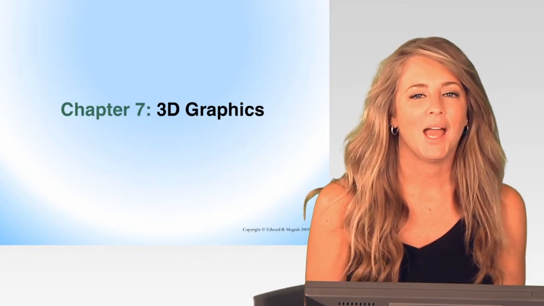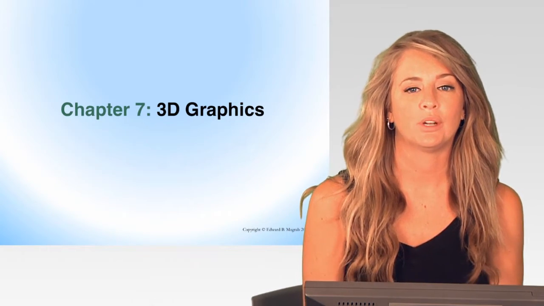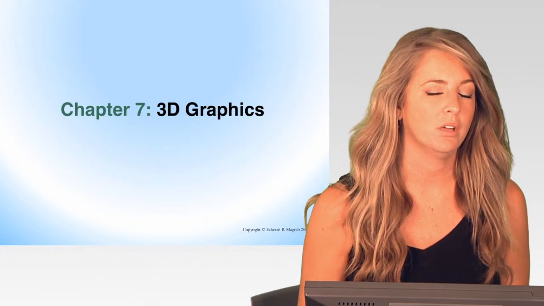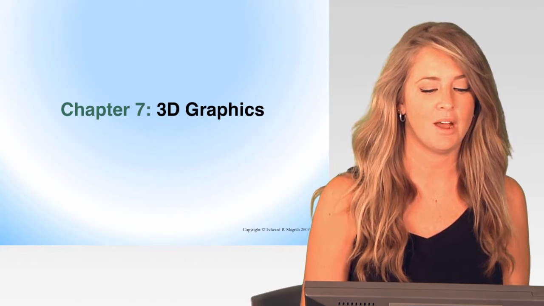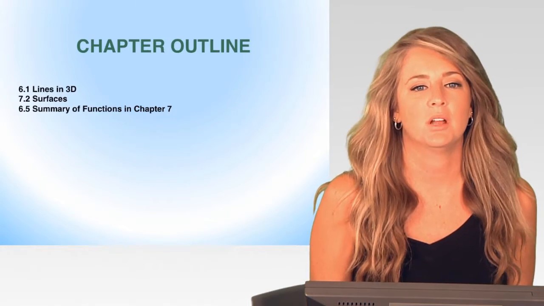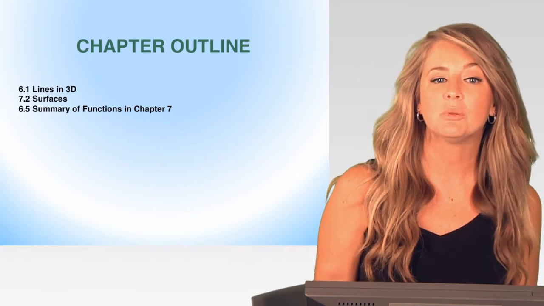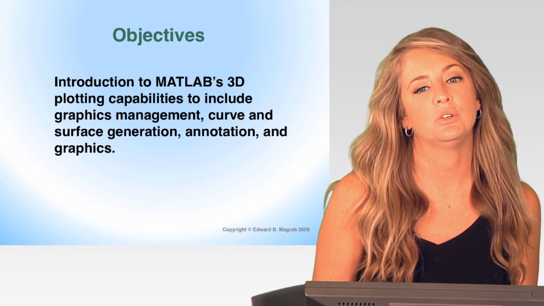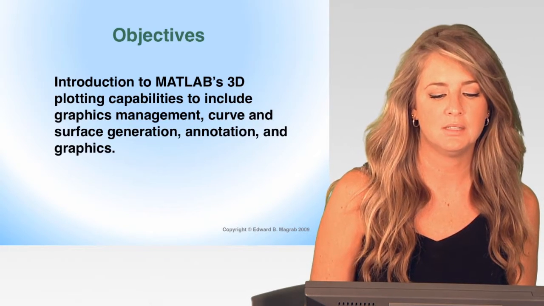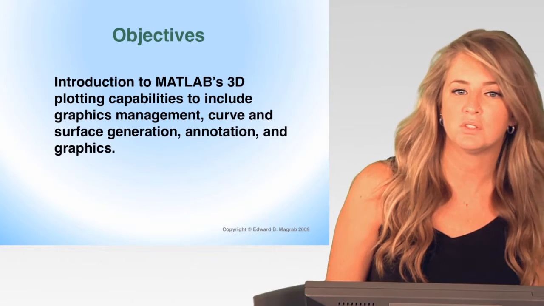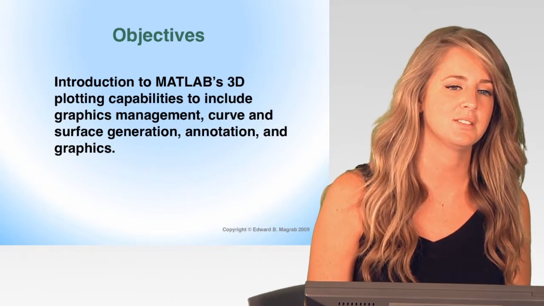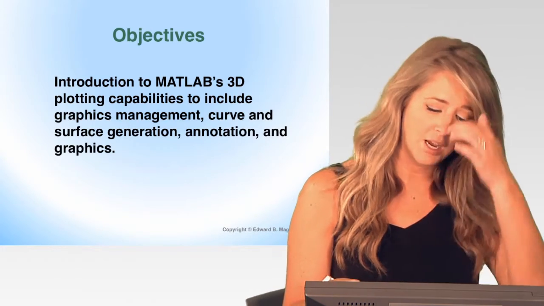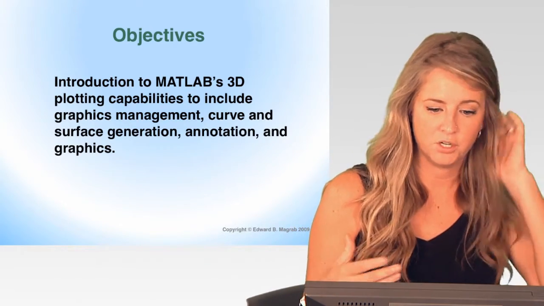Hello and welcome back. In the last video that we recorded, we covered 2D graphics in Chapter 6. In Chapter 7, we're now going to be introducing the basics of 3D graphics in Matlab. Here's our chapter outline. Pretty short. We've got lines in 3D and then surfaces in 3D. So the objective is just to introduce you to some of Matlab's 3D plotting capabilities. That includes graphic management, curve and surface generation, annotation, and graphics. The book goes into a lot more detail than what we have here, but this PowerPoint just kind of highlights some of the more common functions that we might use here.